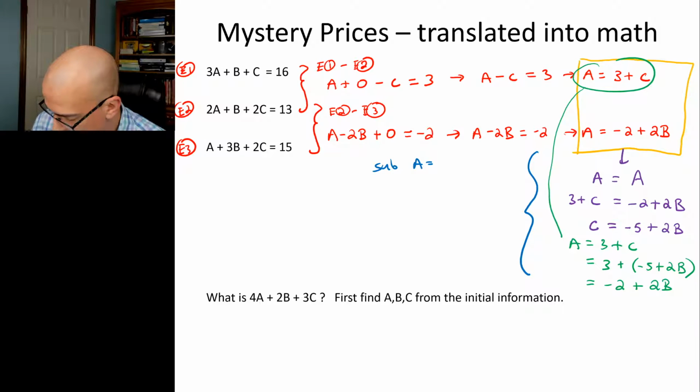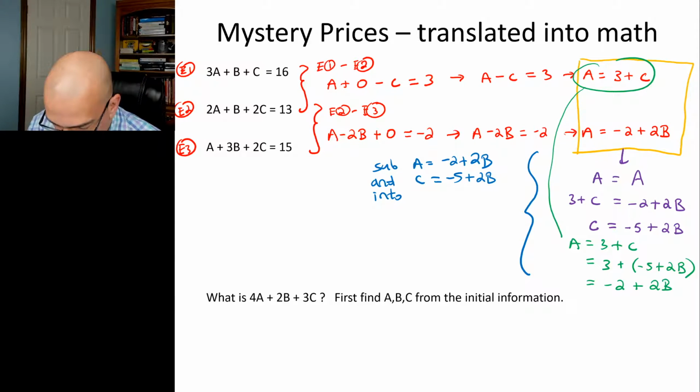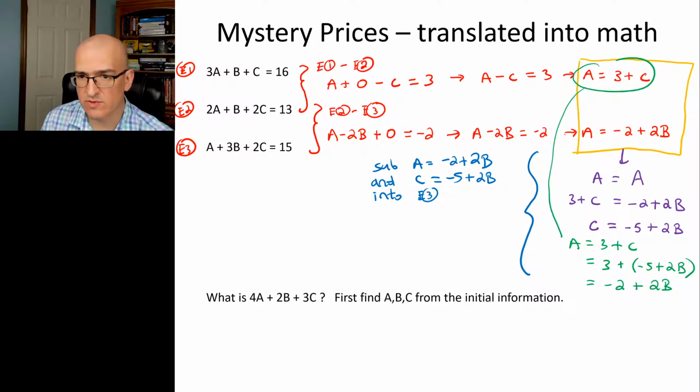Okay, so I'm going to sub a equals negative 2 plus 2b and c is equal to negative 5 plus 2b into any of those three equations. So I'm going to be picky. I'm going to use equation 3. And in fact, it doesn't really matter which one you use. They'll all lead to the same result. You can check that if you want.